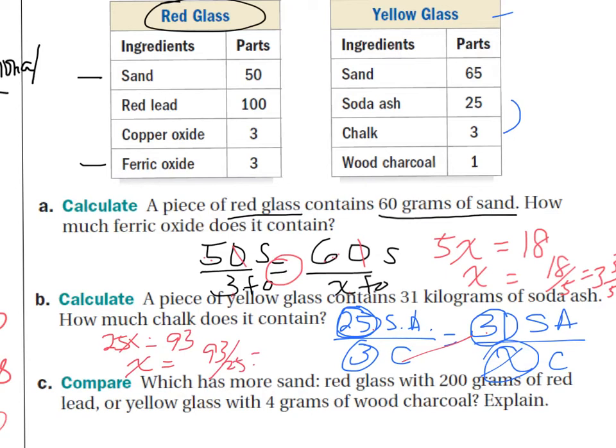And then I can write it as a mixed number, 3 and 18 over 25. And it should be kilograms. This is your answer. And in your part A, it should be in grams. Okay?